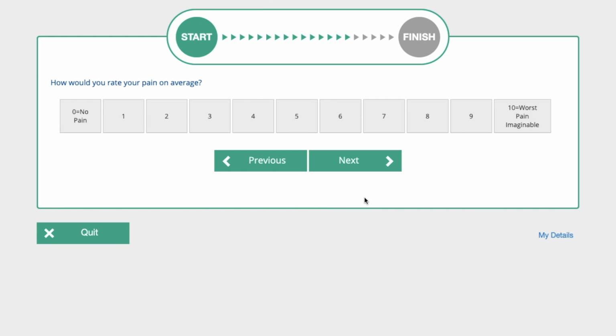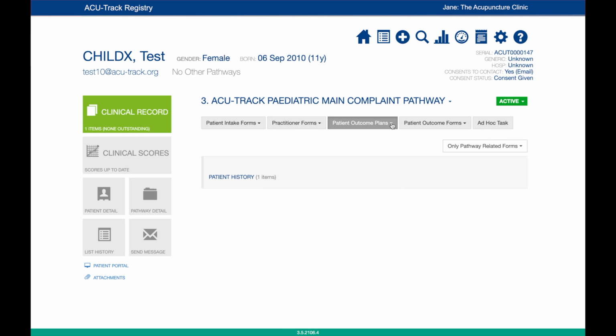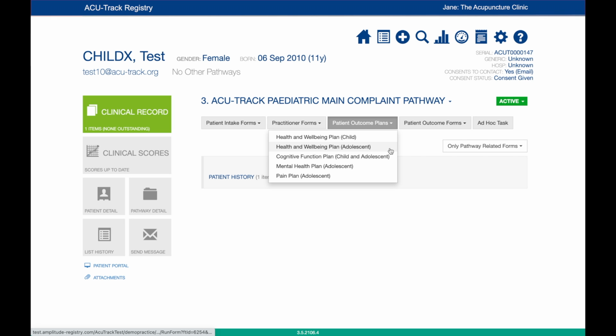The Pain Plan is ideal for monitoring any type of pain. It includes a simple 0 to 10 pain question and is quick and easy to complete, and can easily be initiated alongside other plans.